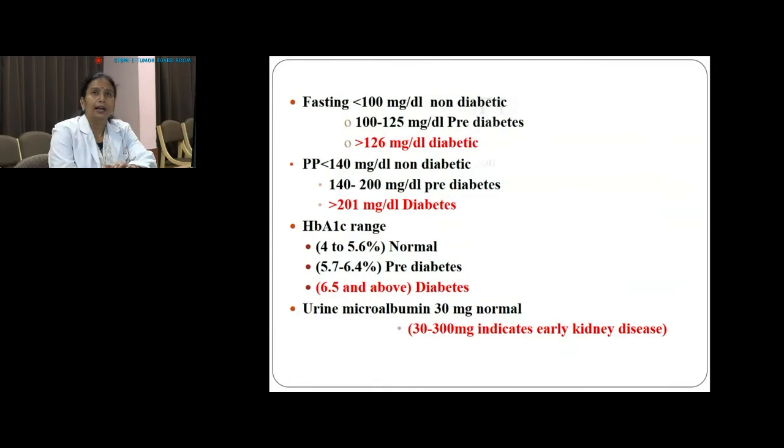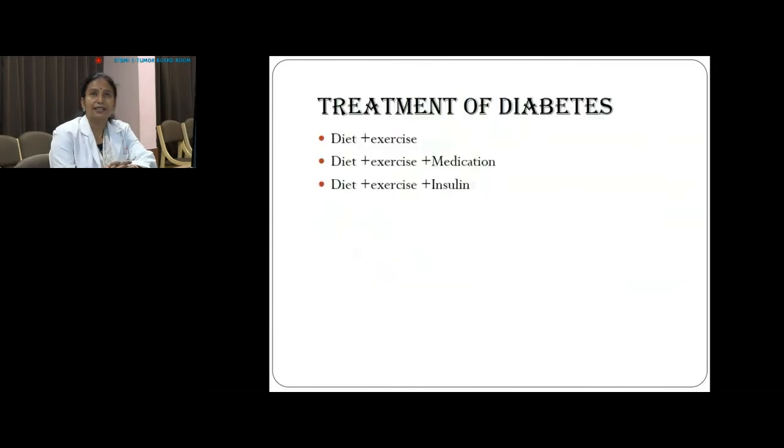Treatment therapy of diabetes is diet. First, if a person does not have very high blood sugars, diet and exercise can work and will play an important role. Second is diet, exercise and medication, and third is diet, exercise, insulin plus medication or anything else. But it is important to follow diet and exercise in all regimes. Without diet and exercise, diabetes cannot be controlled.